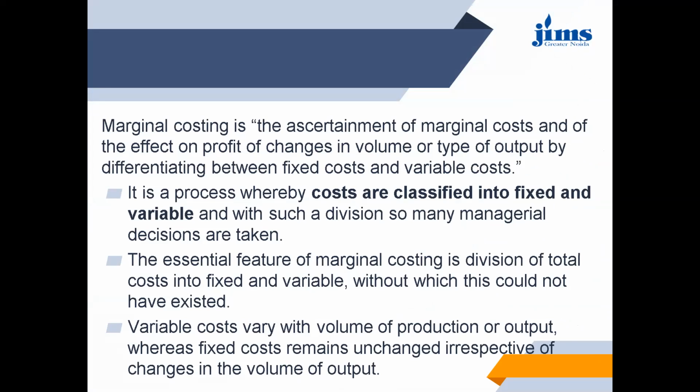So basically, in marginal costing, costs are classified into fixed and variable, and with such a division, many managerial decisions are taken. The main feature is the division of total cost into fixed and variable, without which this could not have existed. Variable cost varies with the volume of production or output, whereas fixed cost remains unchanged irrespective of changes in the volume of output. So basically, marginal costing is the variable cost, not the fixed cost.